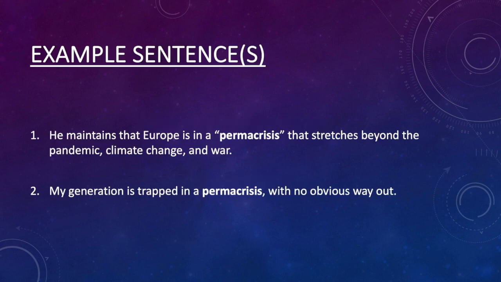Let's take a look at some example sentences of the word permacrisis. Number 1. He maintains that Europe is in a permacrisis that stretches beyond the pandemic, climate change, and war. Number 2. My generation is trapped in a permacrisis with no obvious way out.